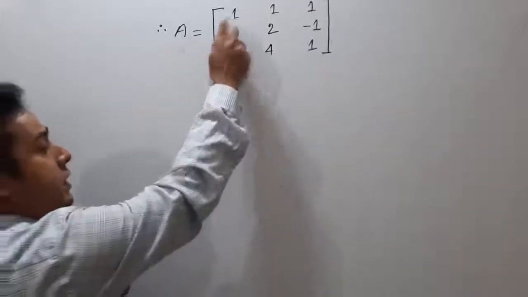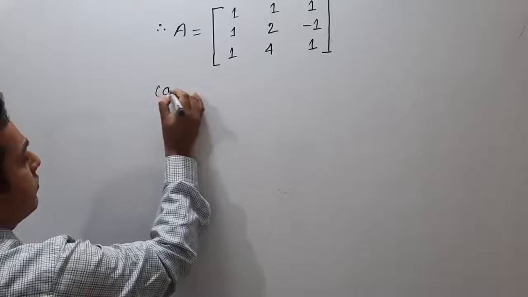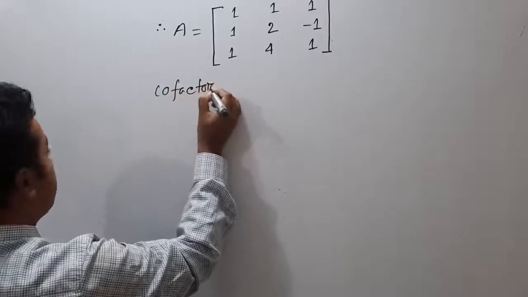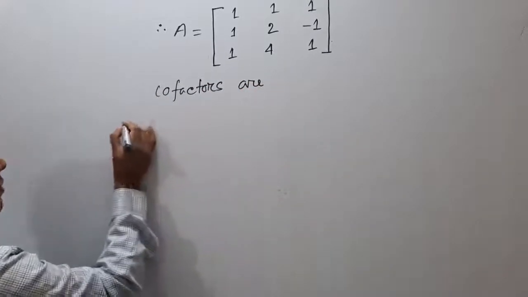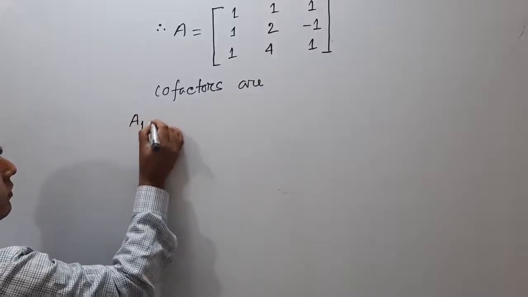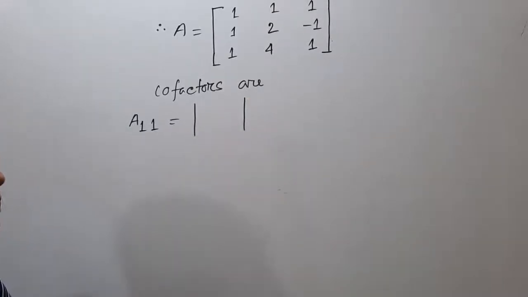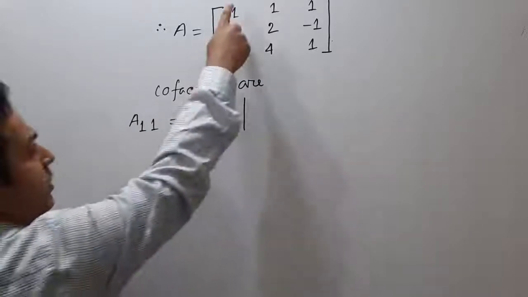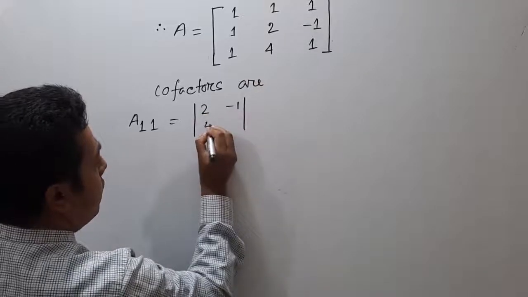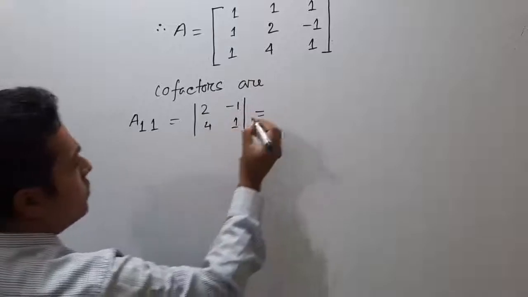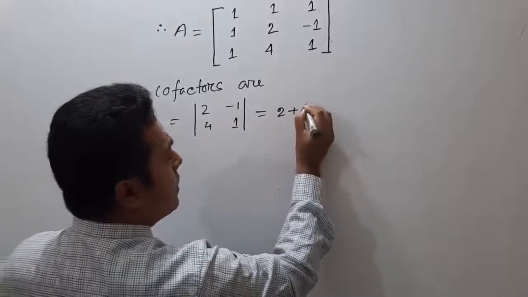Now the cofactor of this element, this element is 1 1, here is A11, is equal to the determinant of the remaining elements after ignoring the row and column: 2 1 2 minus 1 4 1, which is equal to 2 plus, minus 4, then it will be plus 4, is equal to 6.